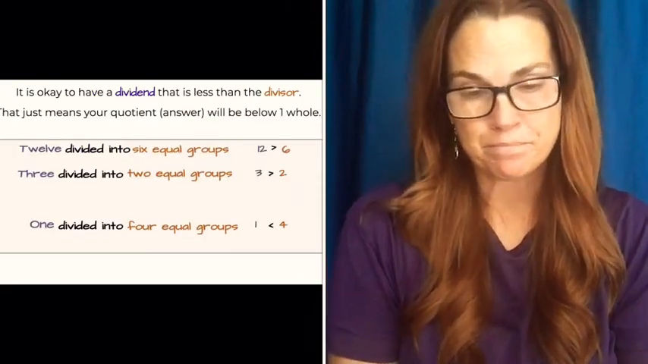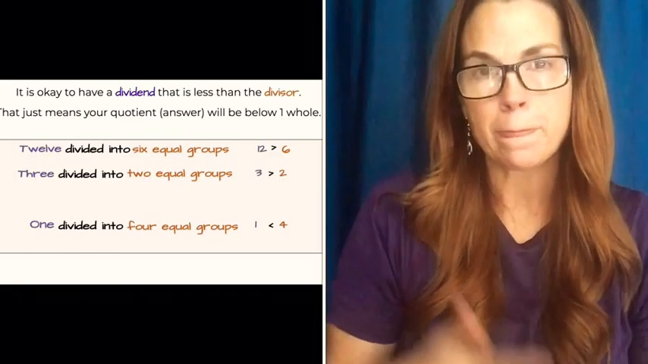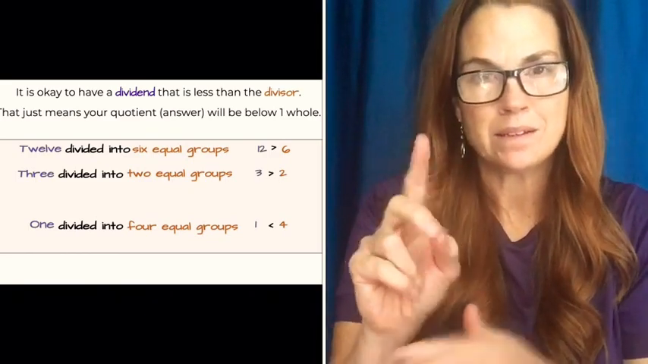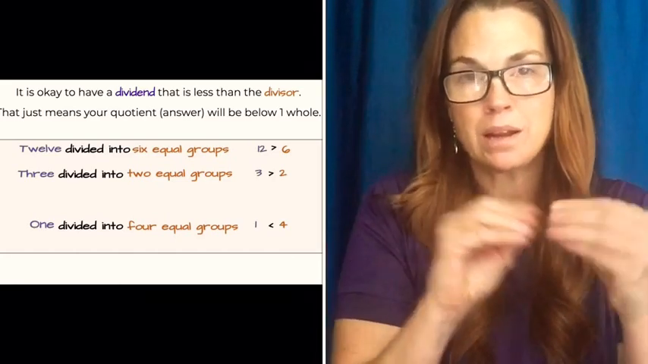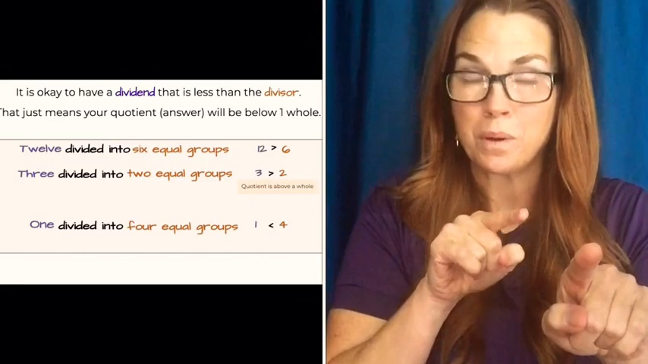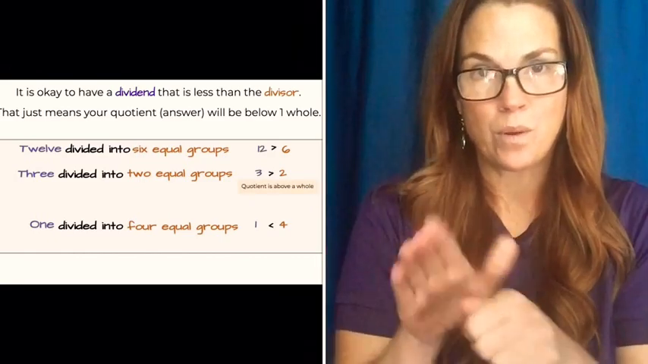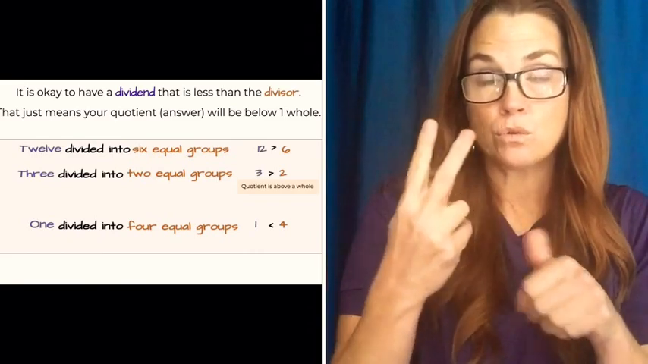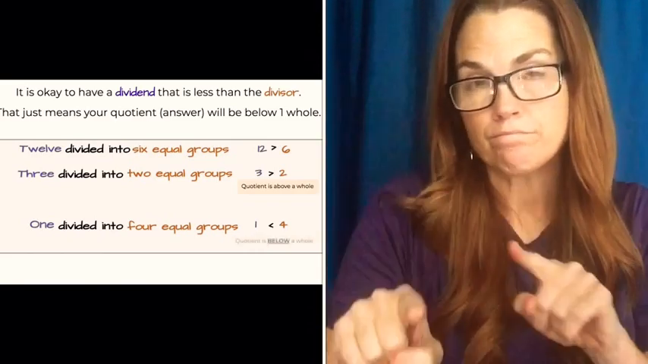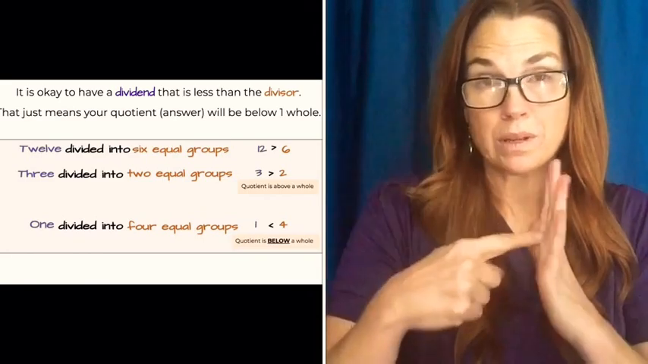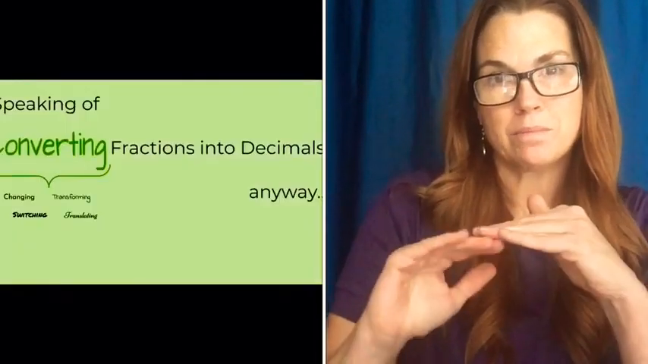Since it's okay to have a dividend that's less than the divisor, that just means that your quotient, or your answer, will be below 1 whole instead of above 1 whole. In the first 2 examples, we got a solution that was greater than a whole. First we got 2, and then we got 1.5. But in the third example, we got a quotient that was below a whole. We got a fraction, 1/4.